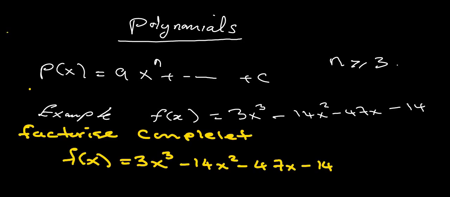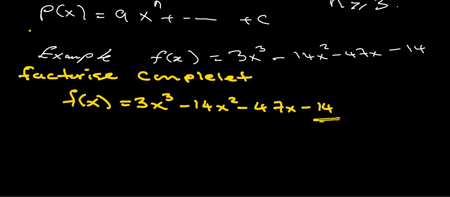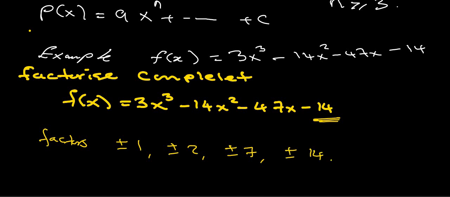The last number that you are given, which is your constant, in this case is negative 14. The negative 14 is going to help us factorize the polynomial completely, and you look for numbers that can divide 14 without leaving a remainder. Those possible factors of 14 are plus or minus 1, plus or minus 2, plus or minus 7, and plus or minus 14 itself. These are all the numbers that can possibly factorize this expression.